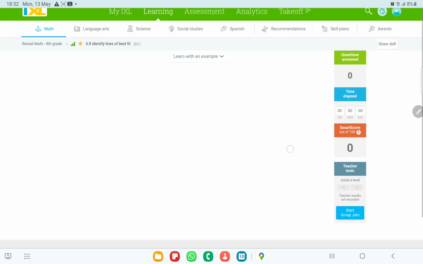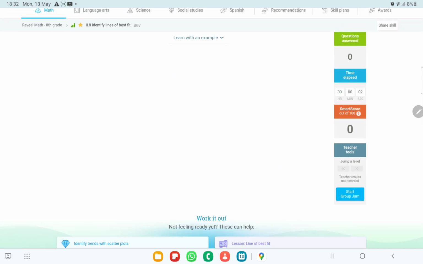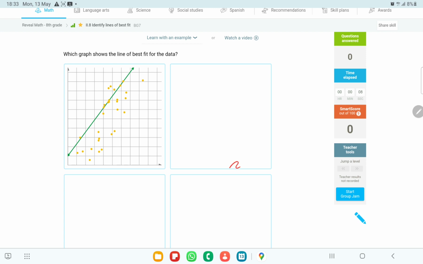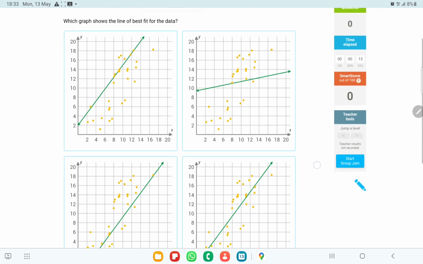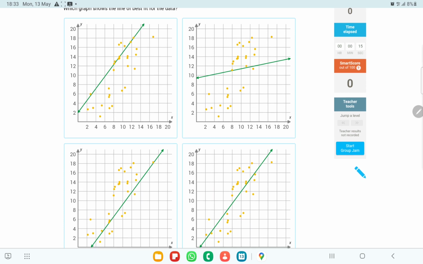Identifying the lines of best fit, you should do this skill on IXL so that you can get the sense of it. You will have a group of points like these here, like in this question, and I want to find the line of best fit. What does it mean? It follows the trend. What does it mean? The line is going through the points and there is a balance between the two sides of the points, up and down.